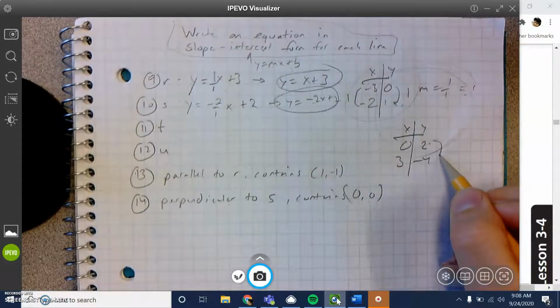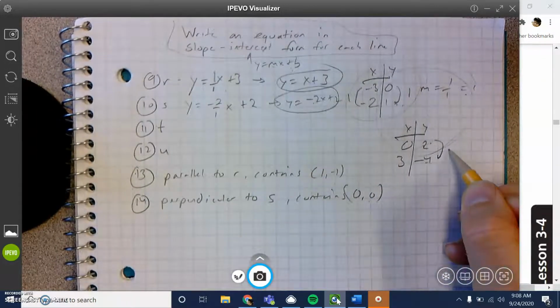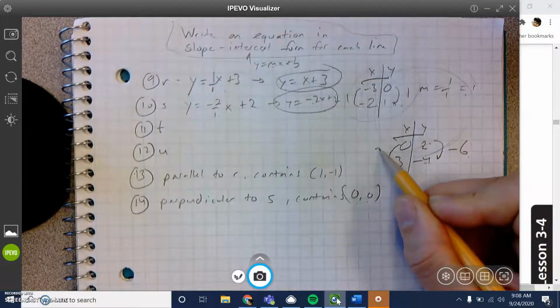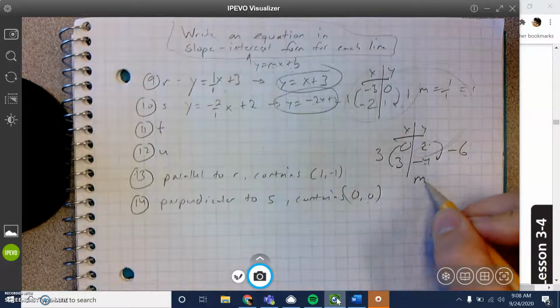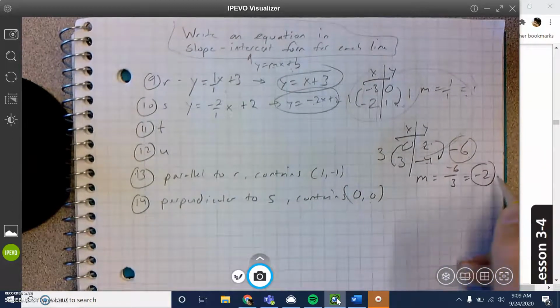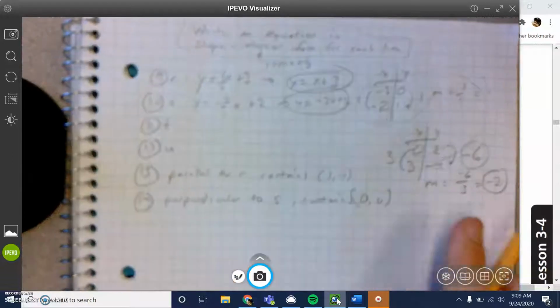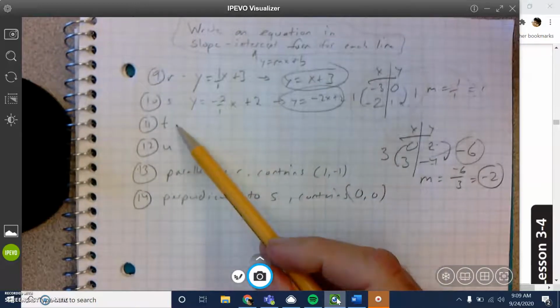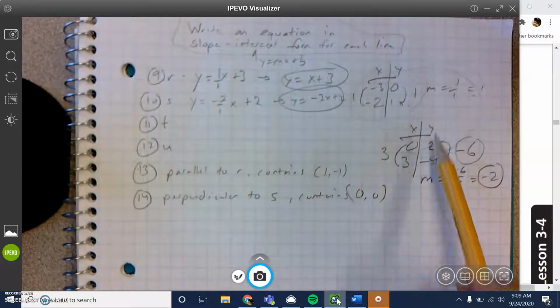Let's see. So 2 to -4, that's down 6. Use your number line if you need. And 0 to 3 is up 3 on the number line. So your slope is change in y over change in x, which is -2. Same thing. So this is always something you can do if you can't read it. So I want you to either look at the graph or use your charts.